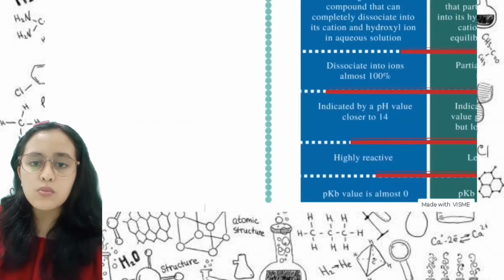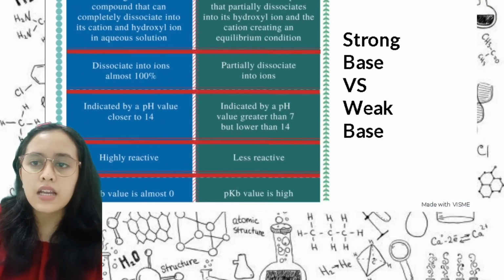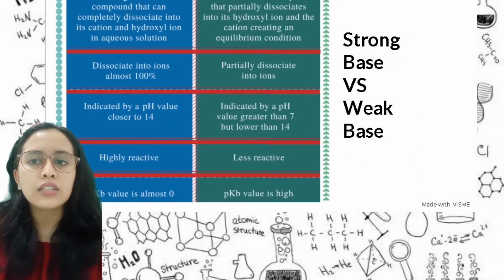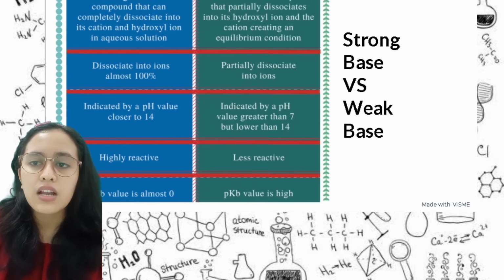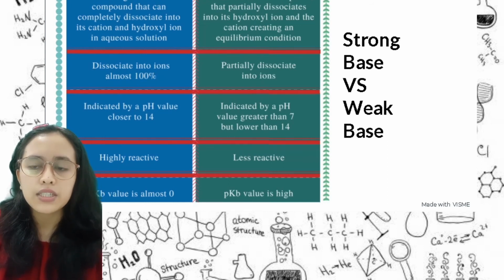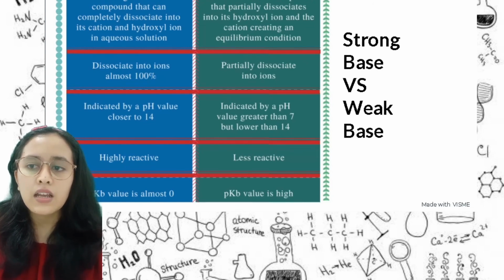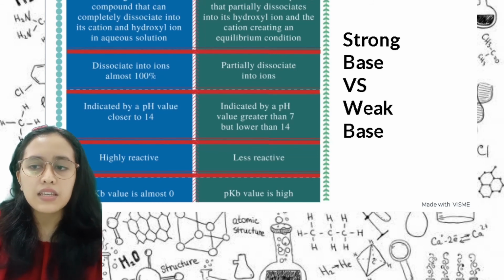The differentiation between strong base and weak base. A strong base is a compound that can completely dissociate into its cation and hydroxyl ion in aqueous solution. A weak base is a compound that partially dissociates into its hydroxyl ion and the cation, creating an equilibrium condition. The strong base is dissociated into ions almost 100%. Then the weak base is partially dissociated into ions.